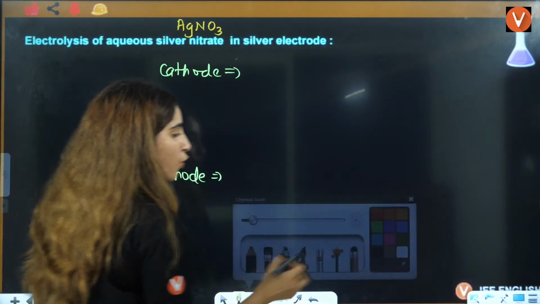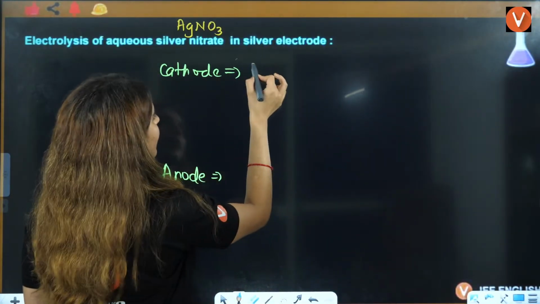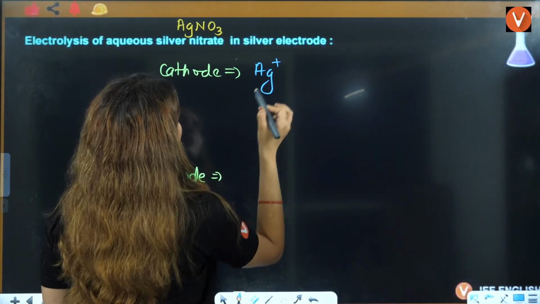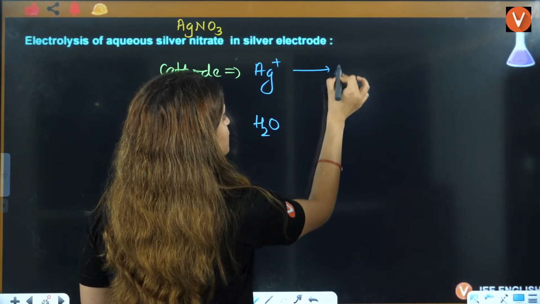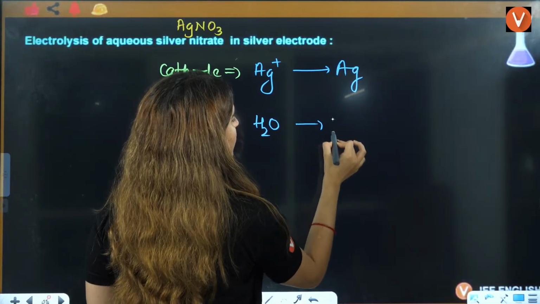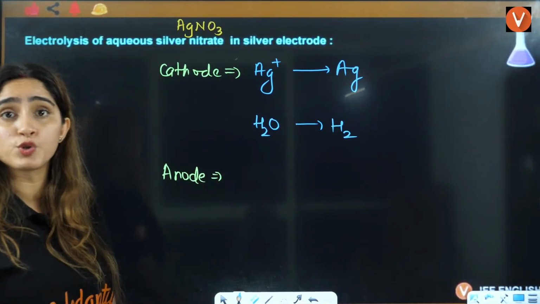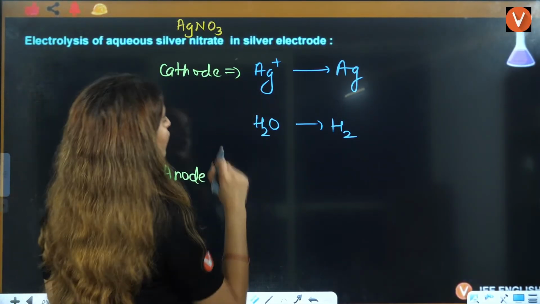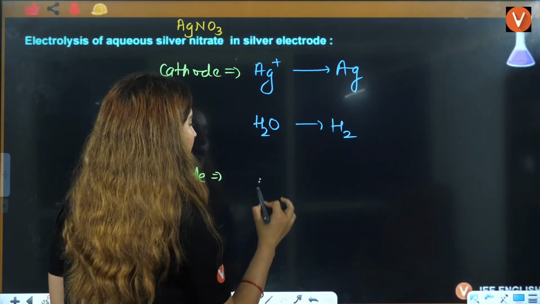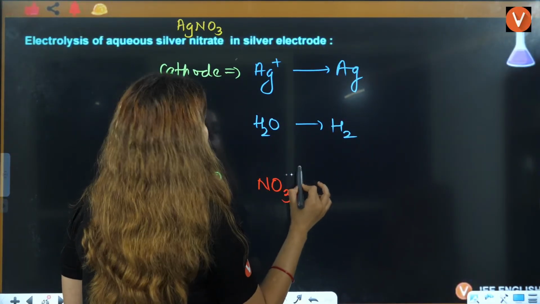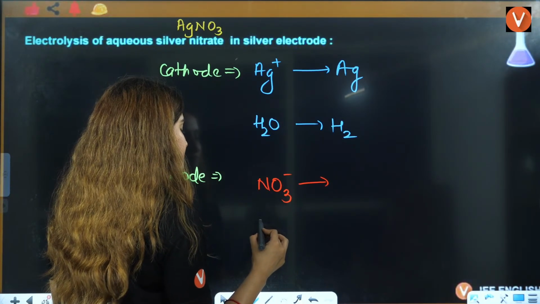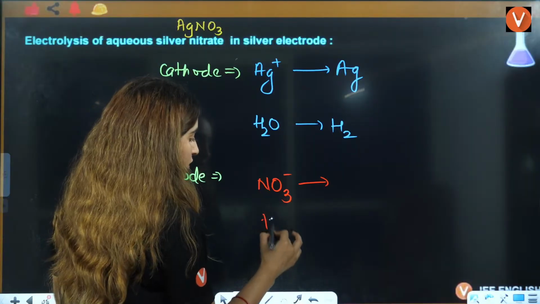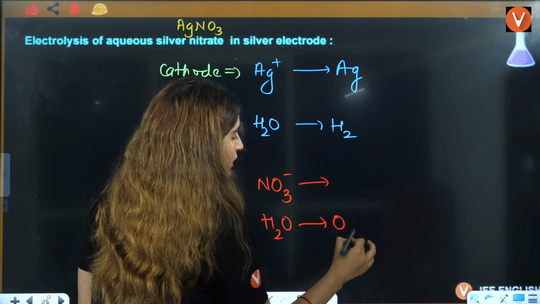Now at the cathode we'll have cations, that is Ag positive, and water. What else? Nothing, right? Ag positive will be converted to Ag, and water will be converted to H2. I have to choose. At the anode, what will I have? I'll have NO3 negative, and then I'll have water, which is converting to O2.